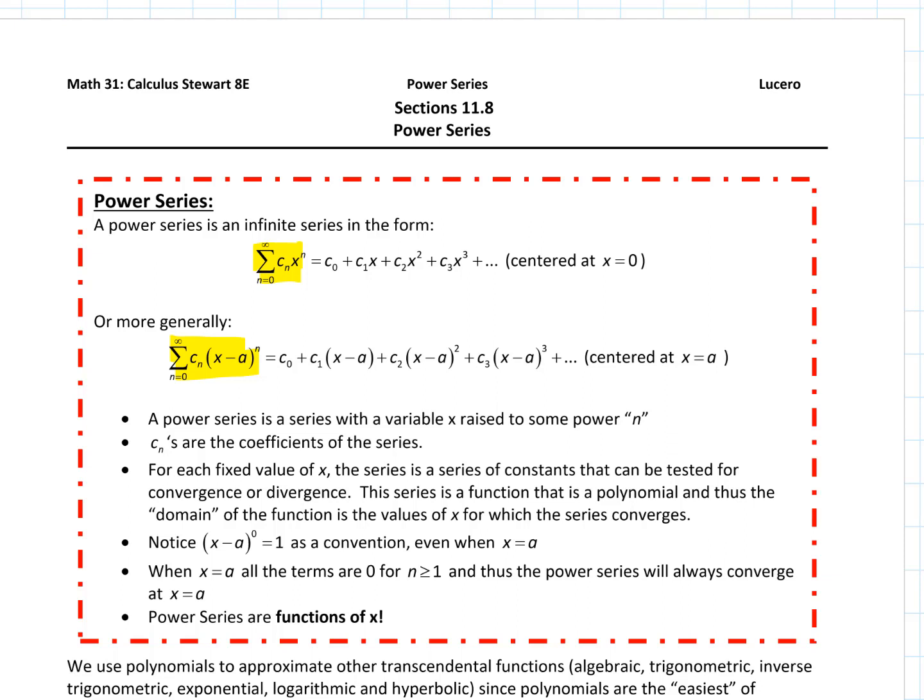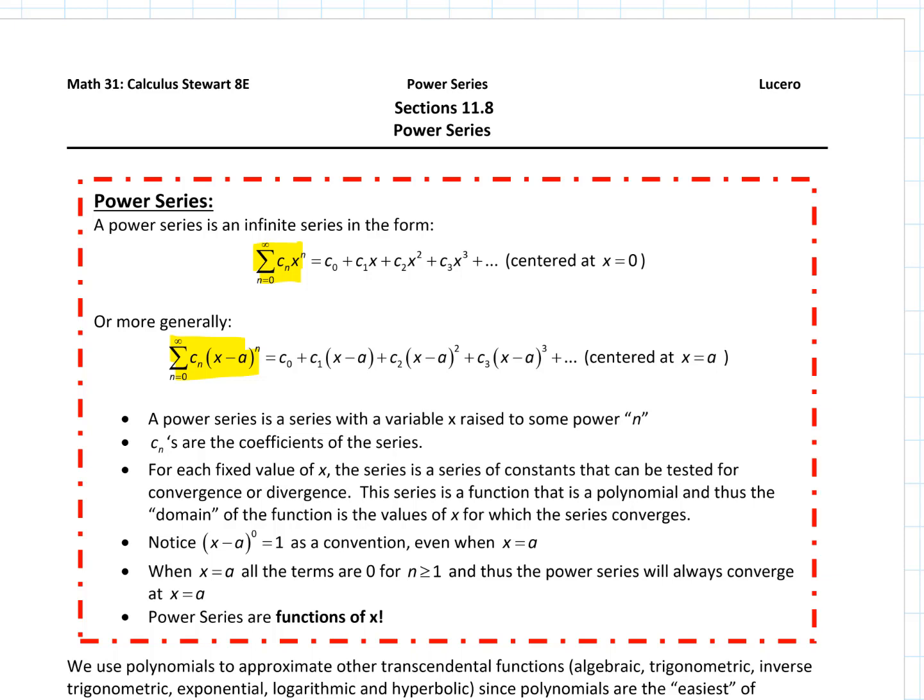All right, on to section 11.8, power series. So a power series is an infinite series in one of these two forms, where we have a series c sub n times x to the n, or c sub n times x minus a to the n. So these are actually infinite polynomials.